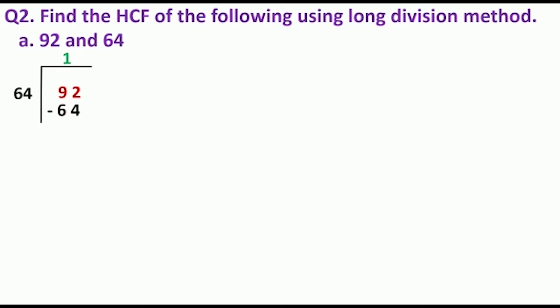Here this 4 cannot be subtracted from this 2. So this 2 will borrow 1 from this 9. So this 9 will become 8 and this 2 will become 12.